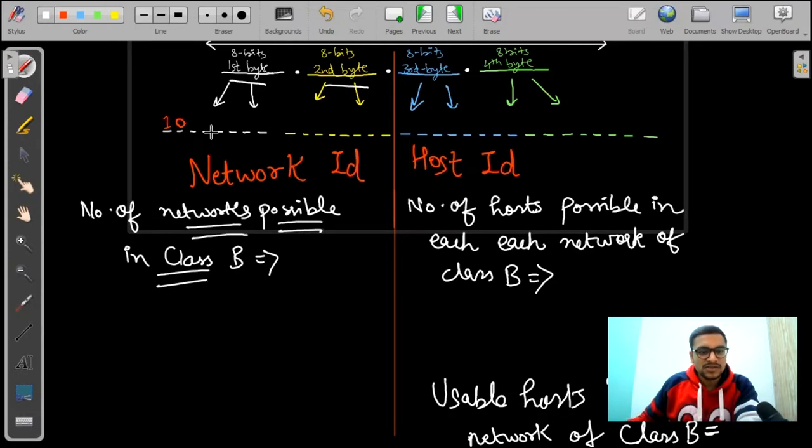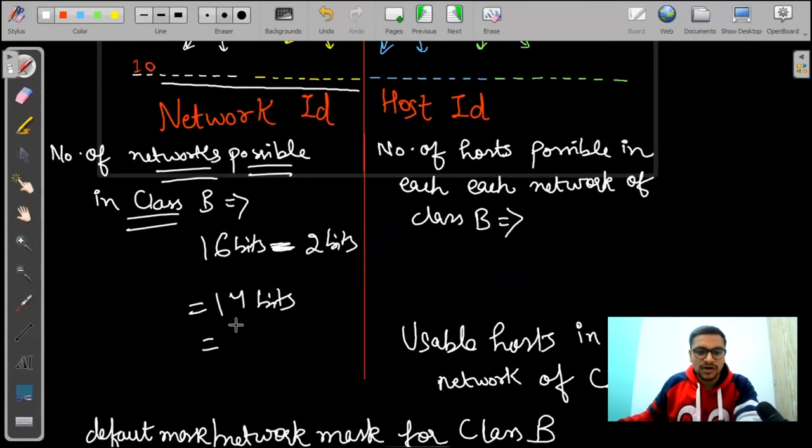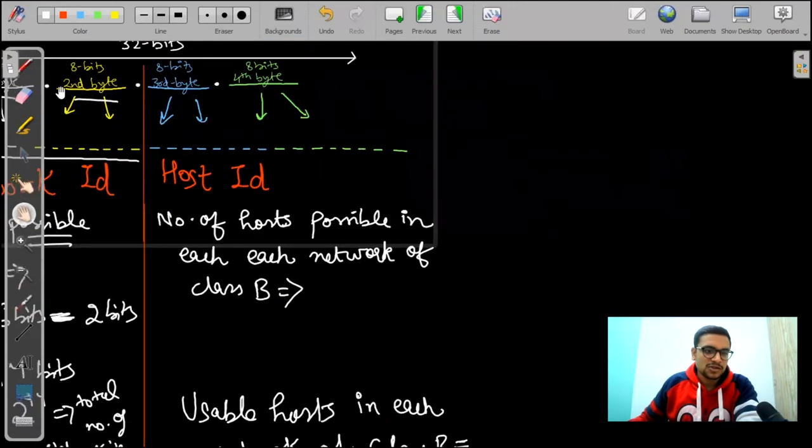then all I have to do is check the number of bits that are available. If I have 2 bytes, there are 16 bits, and out of those 16 bits, 2 are restricted, set to 1 and 0, so it will be minus 2 bits. So the total number of available bits in the network ID is 14 bits, and for all of those 14 bits, I can have any combination of 0 and 1, which is equivalent to 2 to the power 14, which is the total number of networks that I can have in class B. So that was about the networks that are possible in class B.